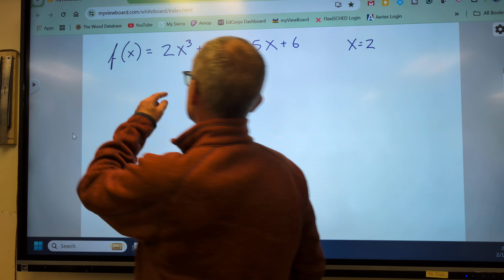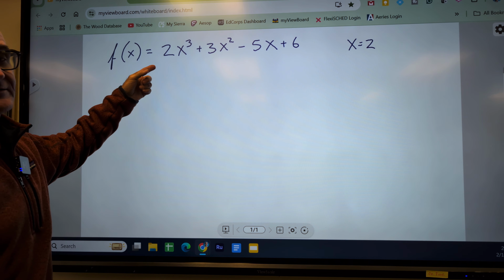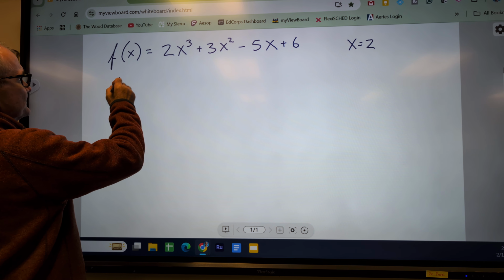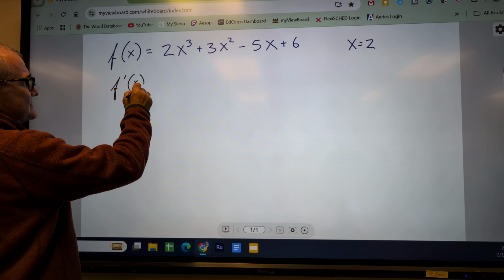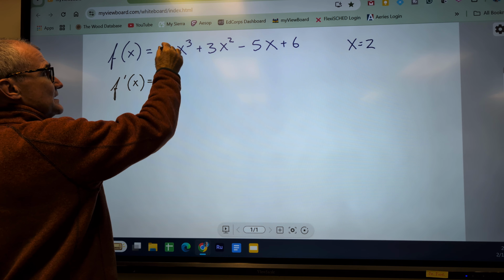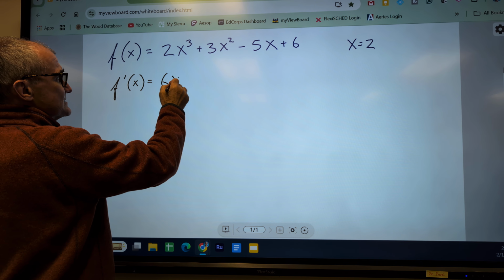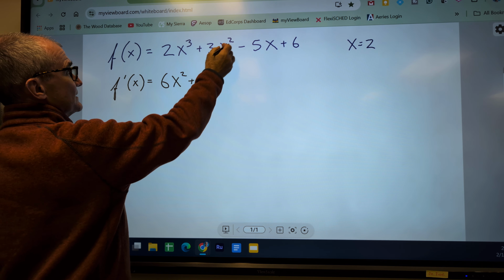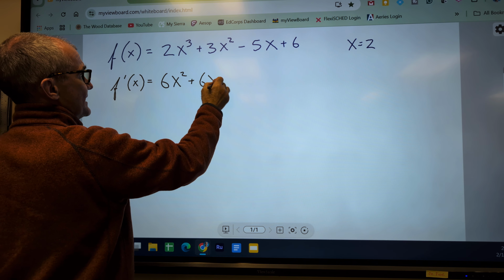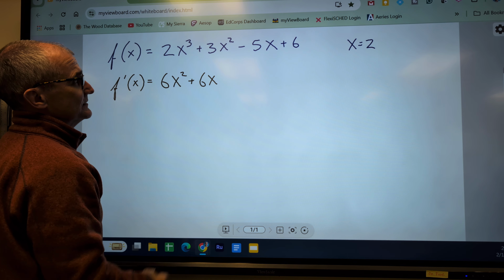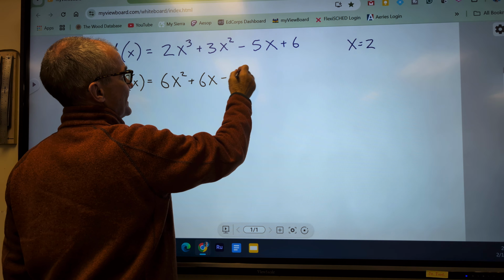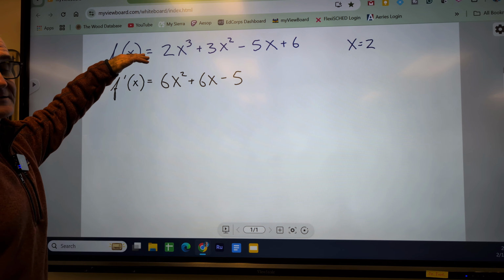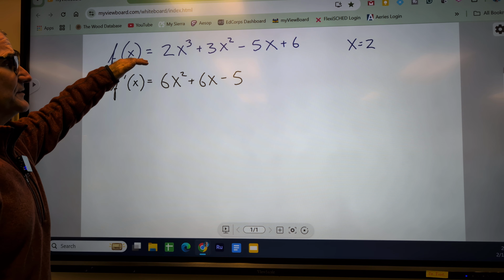So the first thing we're going to do here is find the derivative of this, which is the slope. We're going to use the power rule. So f prime of x: I bring the 3 times the 2, 6x, subtract 1 from there, plus, bring that 2 down, 6x, 2 minus 1, negative 5. So that's the derivative of my function, or the slope of my function.